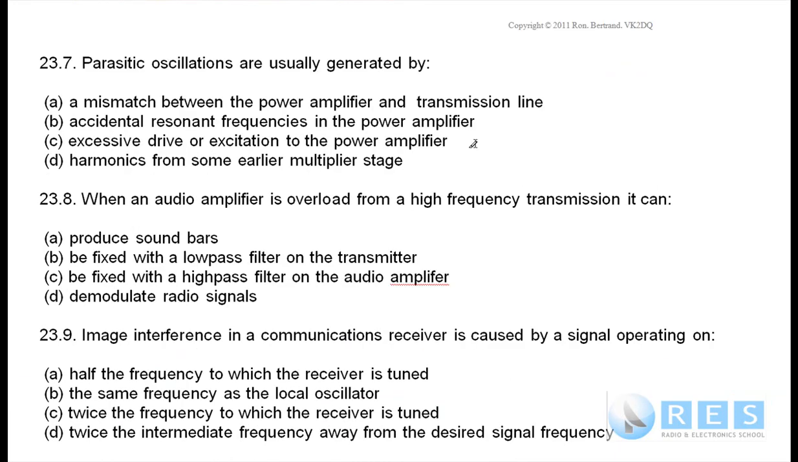23.7. Parasitic oscillations are usually generated by excessive drive or accidental resonant frequencies in a power amplifier would cause parasitic oscillation, radiation. Excessive drive or excitation could cause harmonics. Overmodulating would cause harmonics. But parasitics are caused by stray circuit inductance and capacitance forming unwanted resonant frequencies.